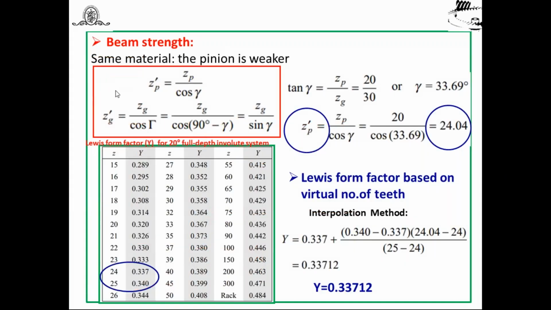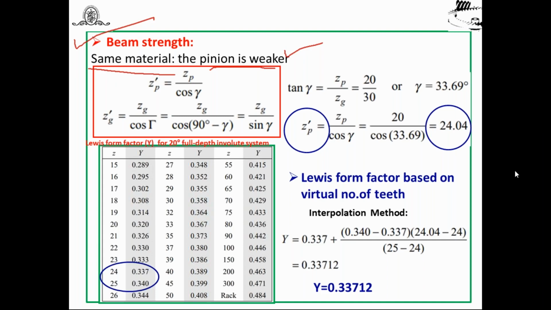Okay, one minute. First of all, we have to find out the FOS again, the beam strength and wear strength. So start with beam strength. Again here for beam strength, you know very well, pinion and gear are made of the same material. If the same material, which one is weaker? Pinion is weaker. The design should be based on the pinion.